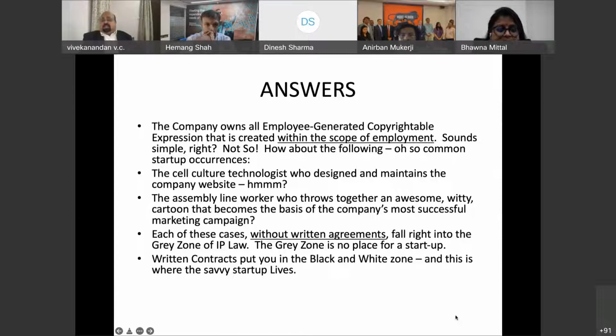Without what I said, written agreements, it falls into a lot of gray zone of IP law. Gray zone is no place for a startup. So when contracts put you in black and white, this is where the savvy startup lives. Otherwise, it's a problematic thing. Or what you thought was so common could be a problem to you.